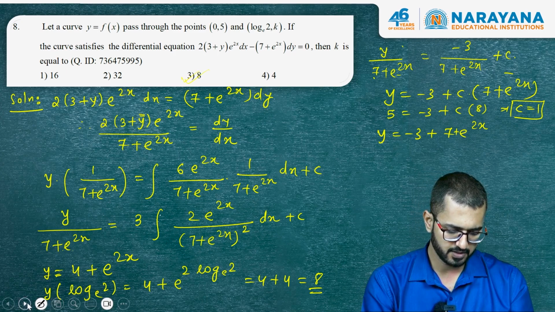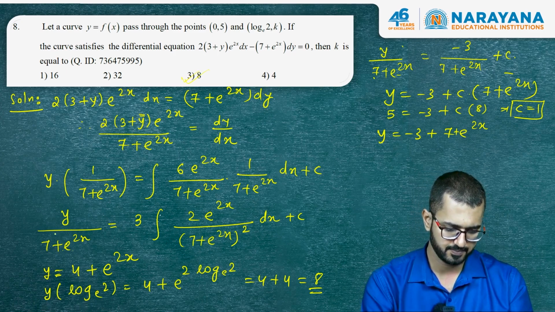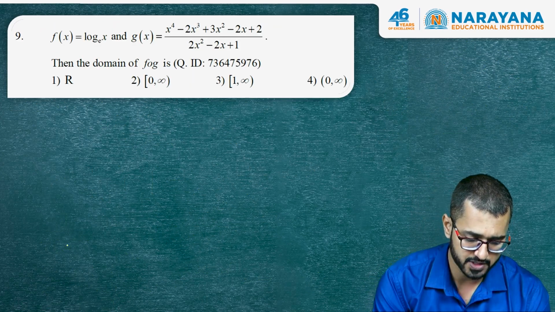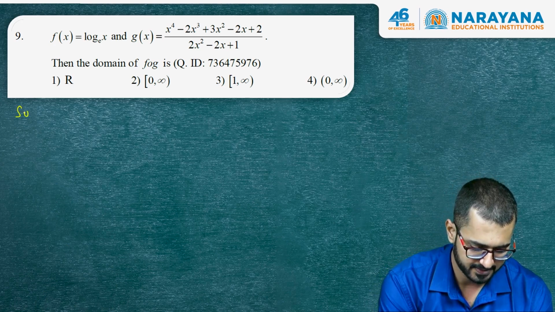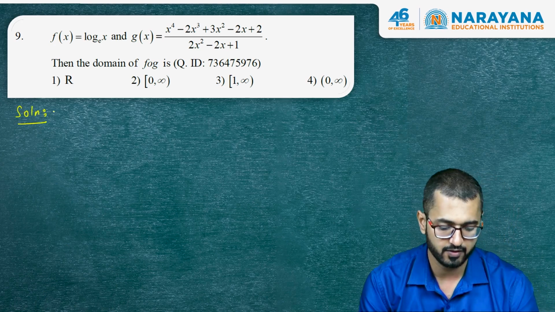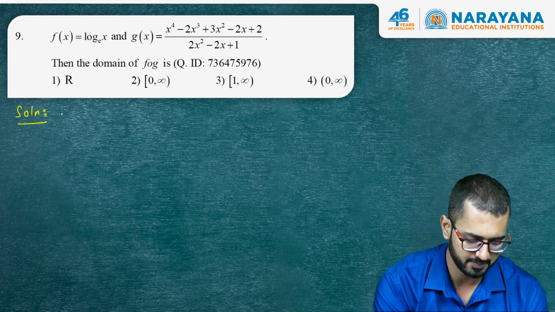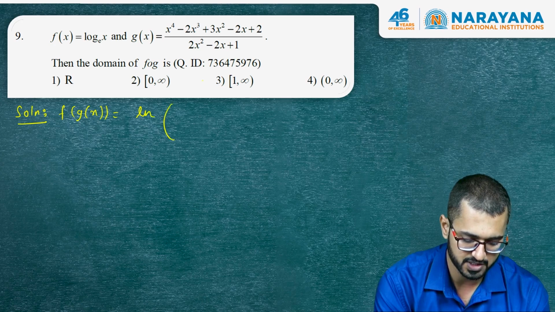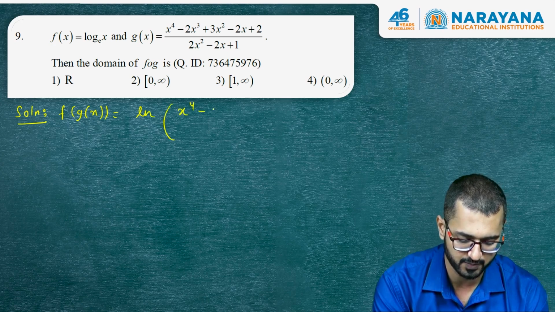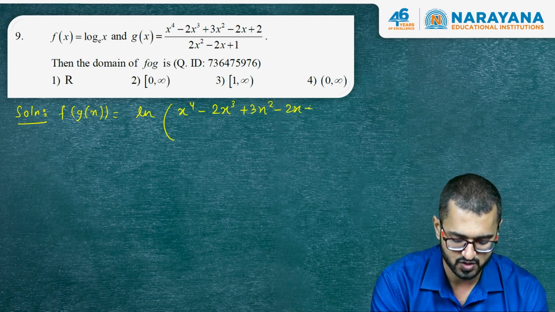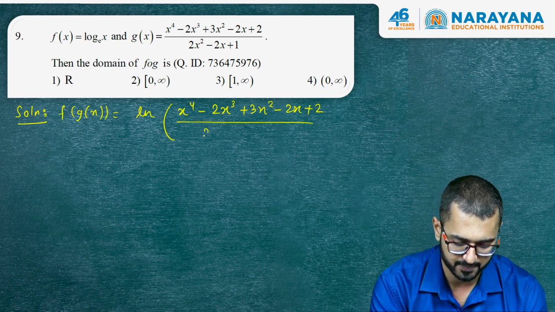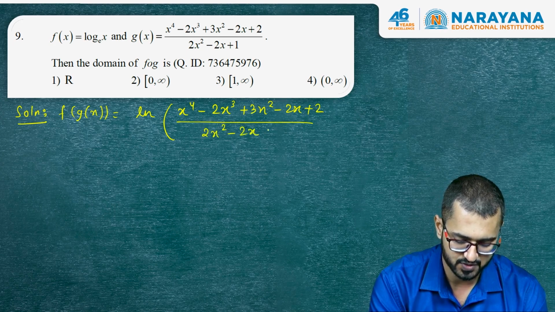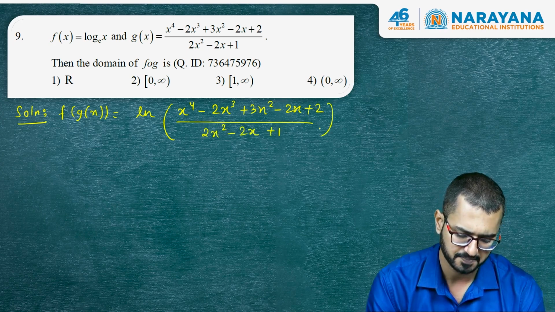Okay. Moving to the next part, question number 9. So one more question unfolded. Let's see. We want the domain of f compose g. That means in f we will insert g. So f compose g of x will become ln of, and now g of x goes inside, so it becomes x power 4 minus 2x cube plus 3x square minus 2x plus 2 over 2x square minus 2x plus 1.